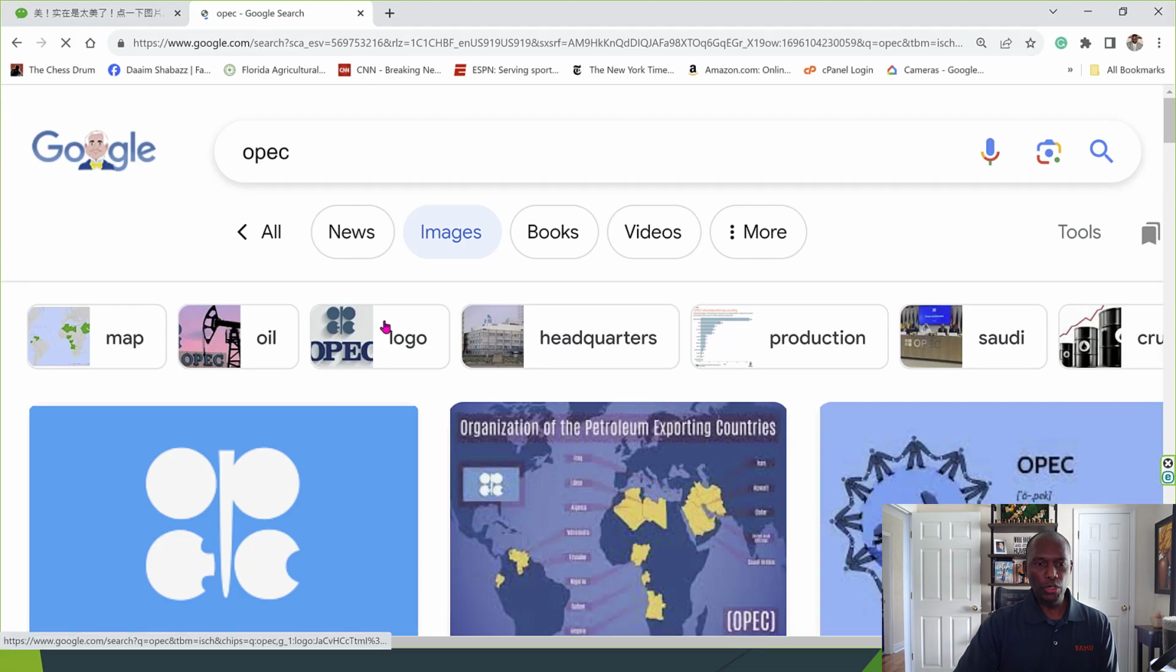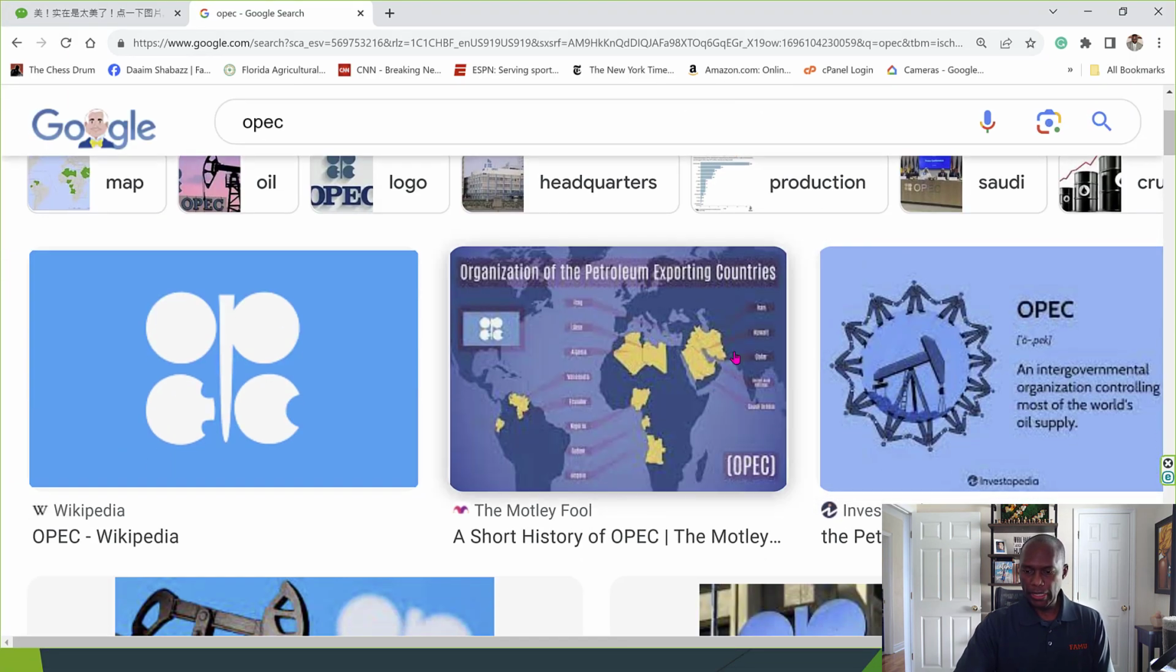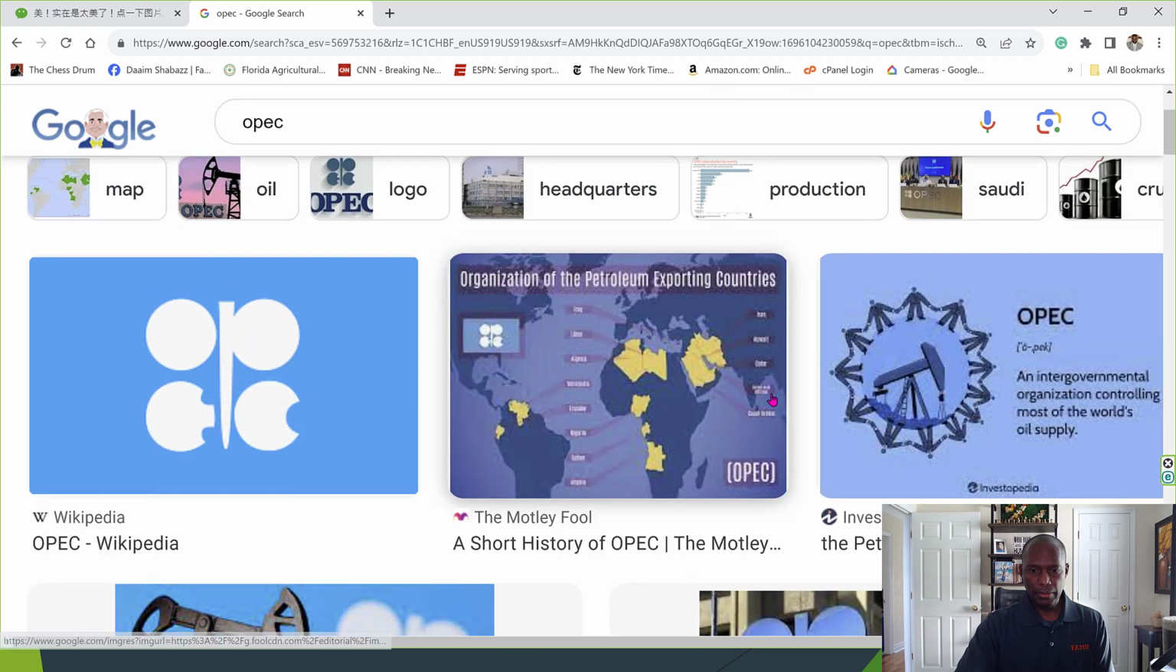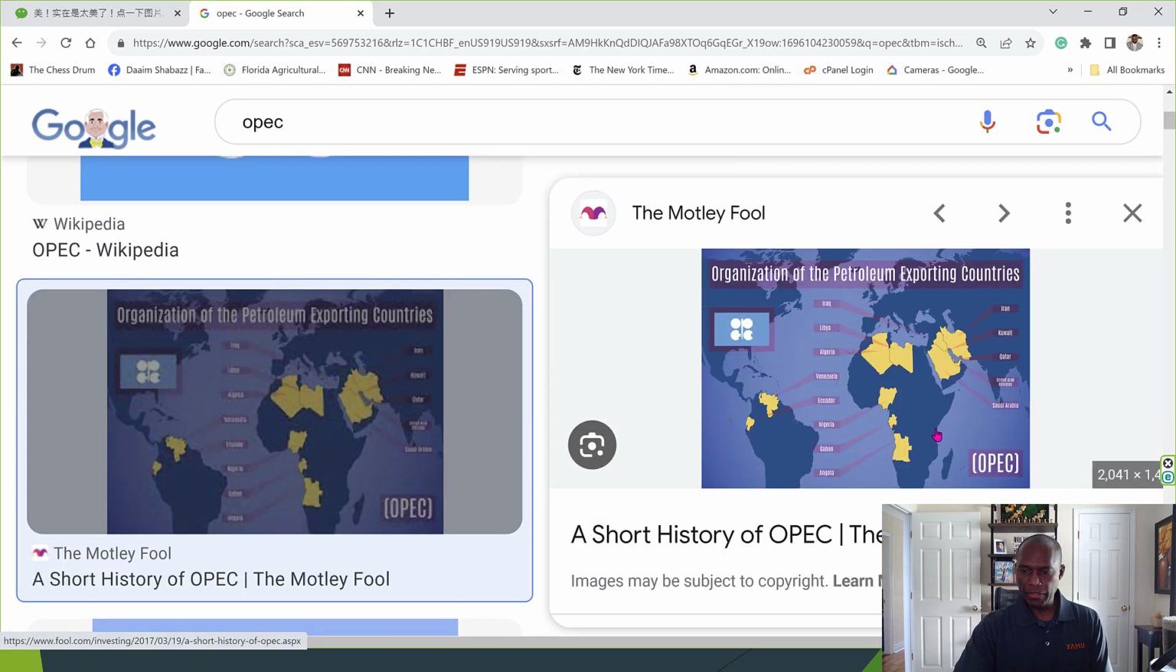I just did a Google search, and this isn't large enough, but you have Iraq, Libya, Algeria, Venezuela, Ecuador, Nigeria, Gabon, Angola, Iran, Kuwait, Qatar, United Arab Emirates, and Saudi Arabia. Those are the OPEC nations, and as you can see, they are scattered around the globe.